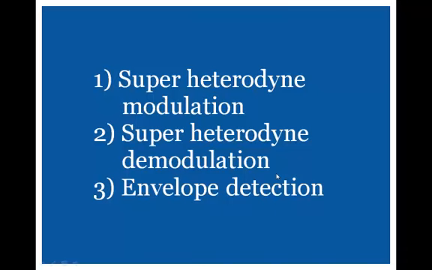So we look at superheterodyne modulation. This is the most standard way of implementing the multiplication by a carrier wave to produce a modulated signal. Then we look at two different methods for demodulation. One very similar to superheterodyne modulation, and the second a non-coherent method called envelope detection.